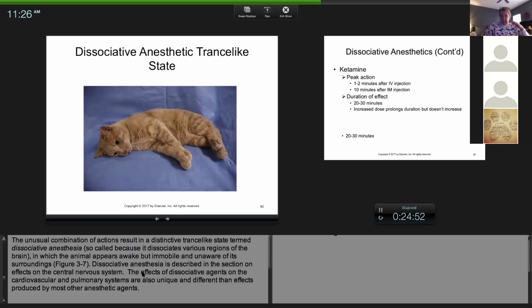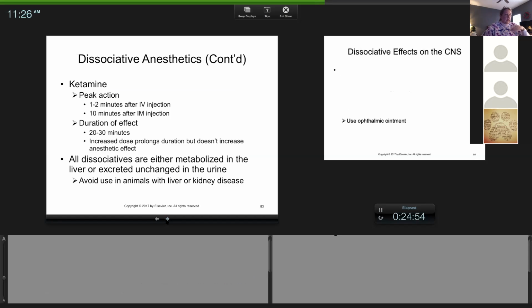So they tend to be very awake. Now, ketamine can be given IM or IV, which are going to be your best routes. Sub-Q is just unpredictable. It's going to kick in a couple of minutes, a little bit longer than propofol and alfaxalone. And then it's going to last 20 to 30 minutes, so you're going to have a longer duration. But ketamine and Telazol both require liver and kidney metabolism.